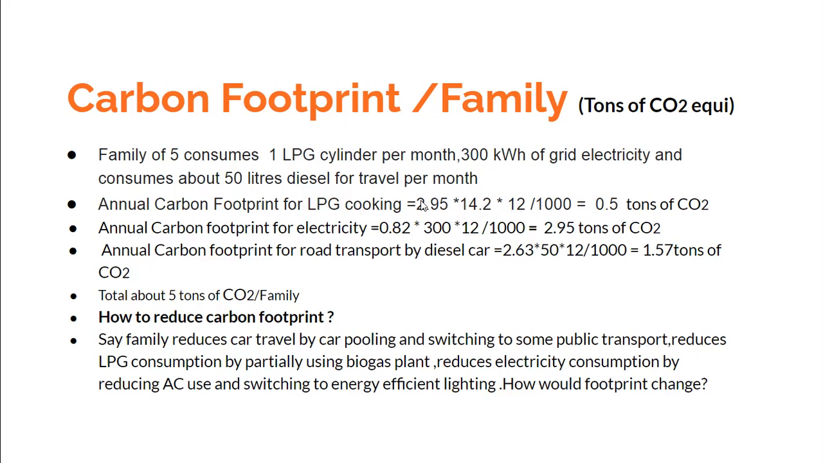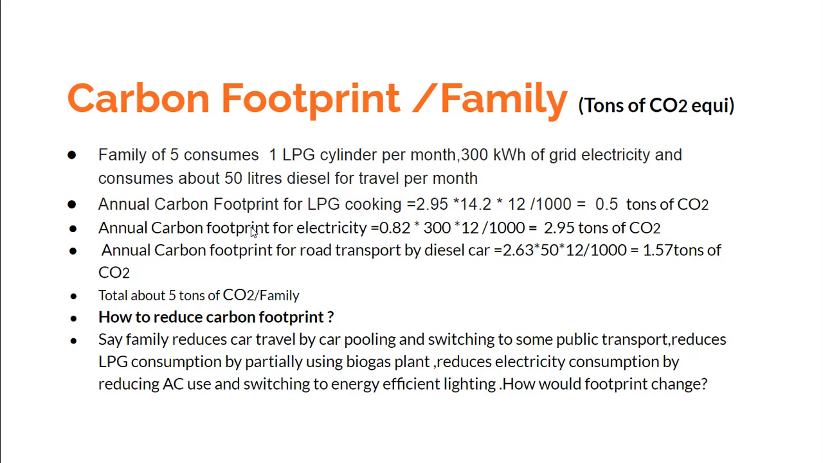Multiplied by the emission factor, which is 2.95, this would give us the annual carbon footprint expressed in kgs. I would be converting this annual carbon footprint into tons, and for that, this entire numerator is divided by 1000. If you solve 2.95 into 14.2 into 12 and divide this product by 1000, you would get approximately 0.5 tons of carbon dioxide as the carbon footprint generated from cooking for this family.